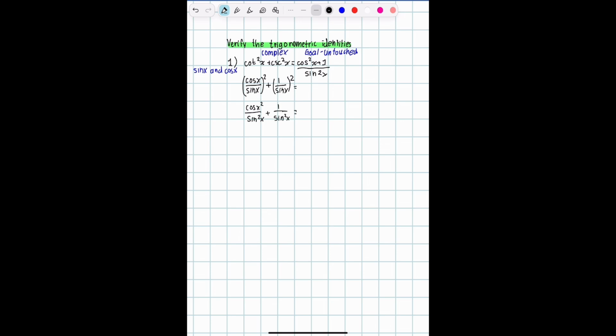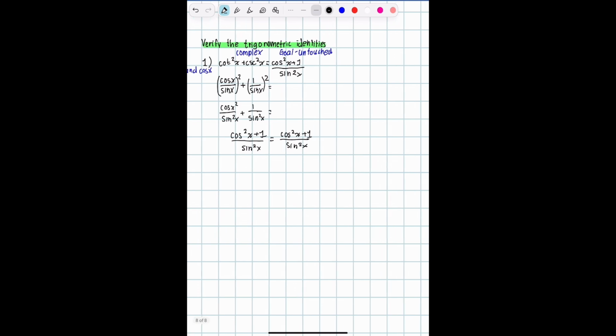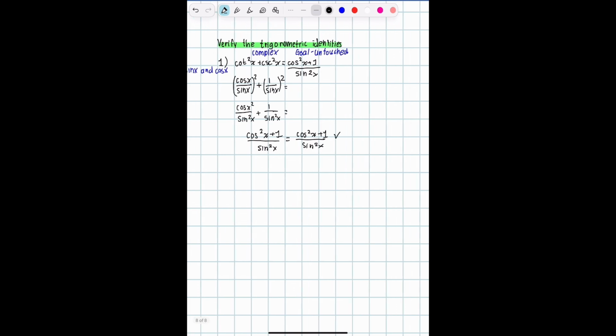Now we can combine this entire fraction to be over one common denominator. So we're gonna write this as cosine squared x plus 1 divided by sine squared x. And now the left side is equal to the right side. So once this happens, we have successfully verified the trigonometric identity, and you can write a check mark and write QED, which is basically something you write when you finish a proof.